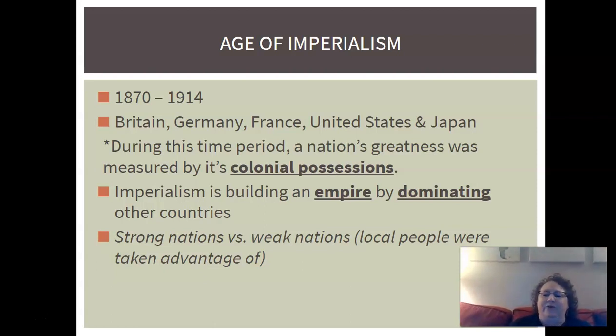So how wealthy or how great you were as a country was measured by your colonial possessions. And the country that had the most, that was considered the greatest empire, was the British Empire. And that's how you became an empire, by dominating other countries. And it's really just a has and have not. Strong countries versus weak countries. And the local people were very much taken advantage of during this time period.